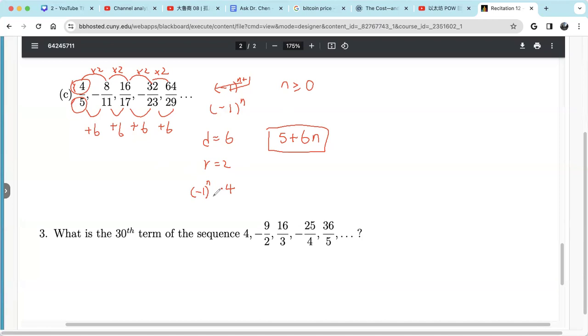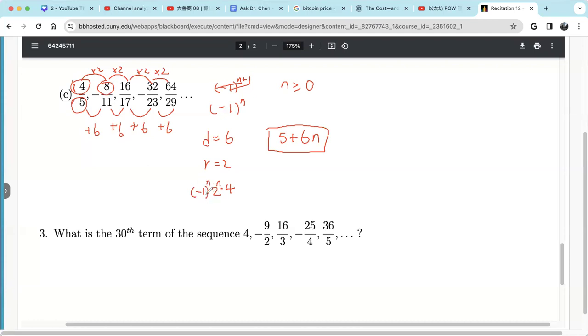Then 4 times 2, right? The second one, we see 2 raised to 1, then 2 raised to 2, because 2 squared is 4. We want to do 2 raised to n also, because n starts with 0, and 2 raised to 0 gives us 1. 1 times 4 gives us the first term. Then n equals 1 gives 2 raised to 1, 2 times 4 is 8, which gives us the second term, and so on and so forth.